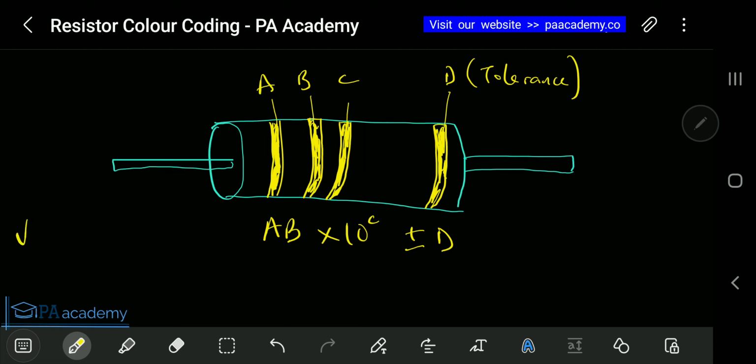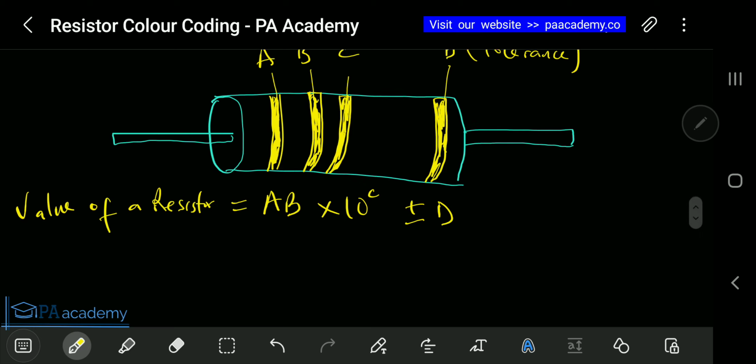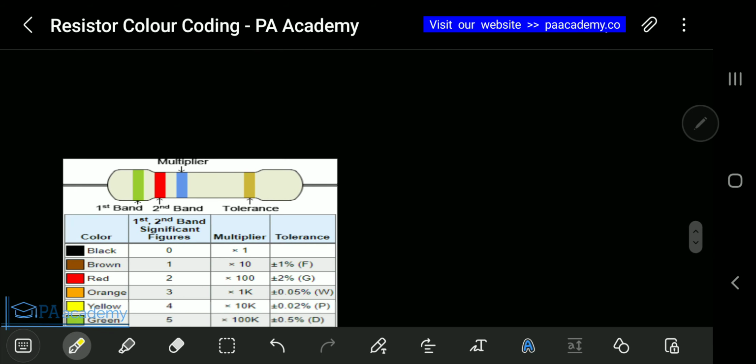So let me put it here. The value of a resistor is equal to AB. This AB is not A times B. We are going to look at an example. So now let's scroll down.